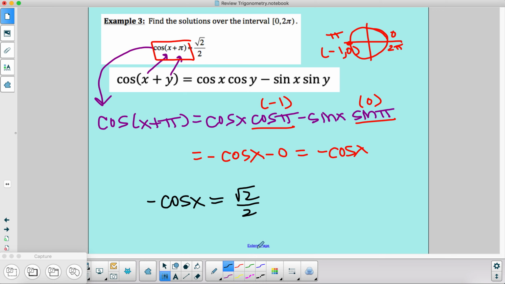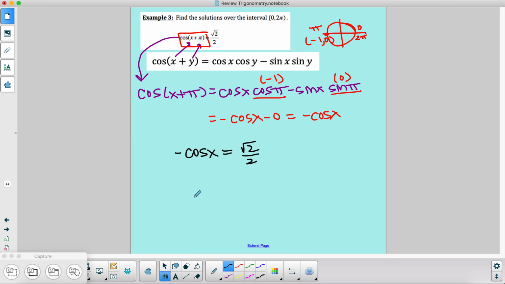And this brings us back to the types of problems we did earlier in this lesson. So I just need to get the trig function by itself, so I would divide both sides by a negative. So I am looking where my cosine is negative square root of 2 over 2. Cosine is your x values, so where are my x values negative? In quadrant 2 and quadrant 3. So I'm looking for these two answers.